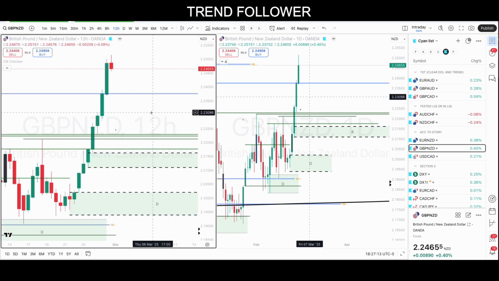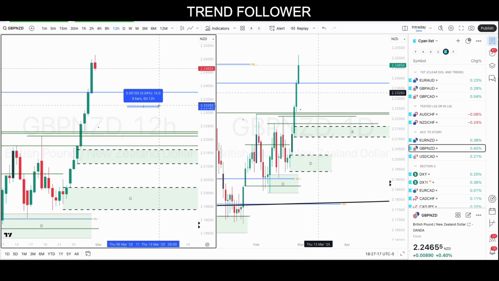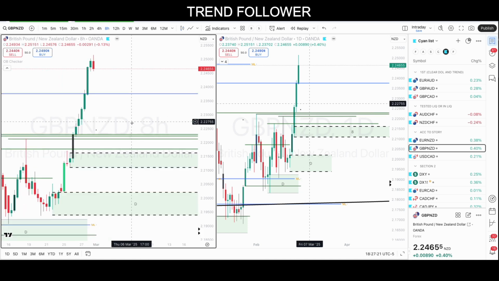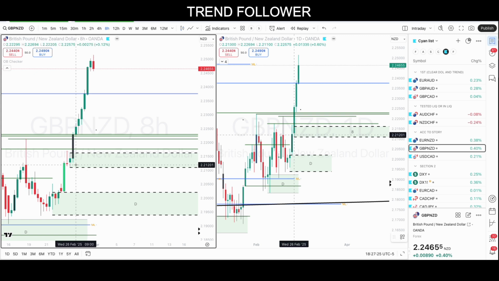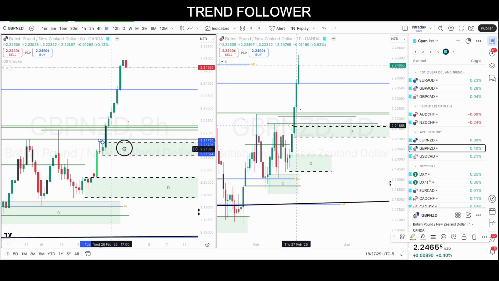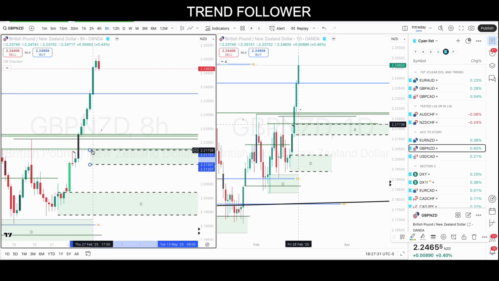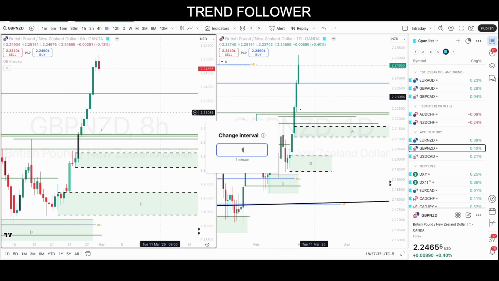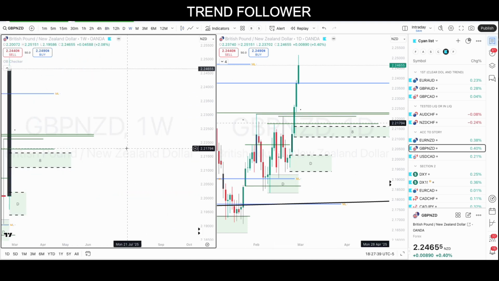In terms of supply and demand, what I found here was, I think it was 8 hour. So what I found here is great 8 hour demand here. Great 8 hour demand here. Okay, point being the boxes right there. So you have great 8 hour demand there. So I do think it can bounce from there.